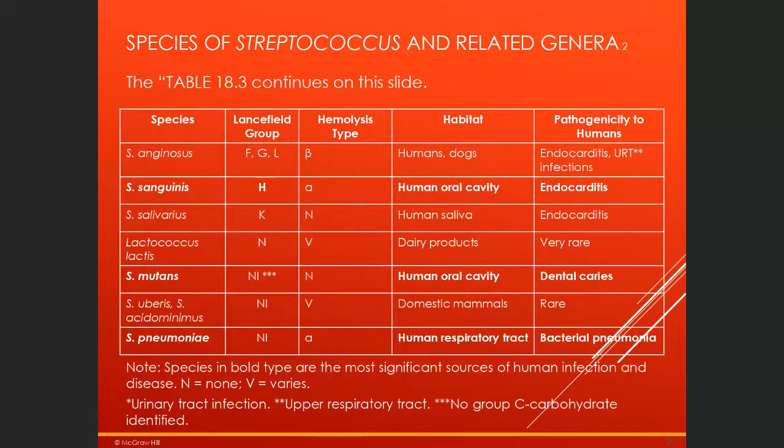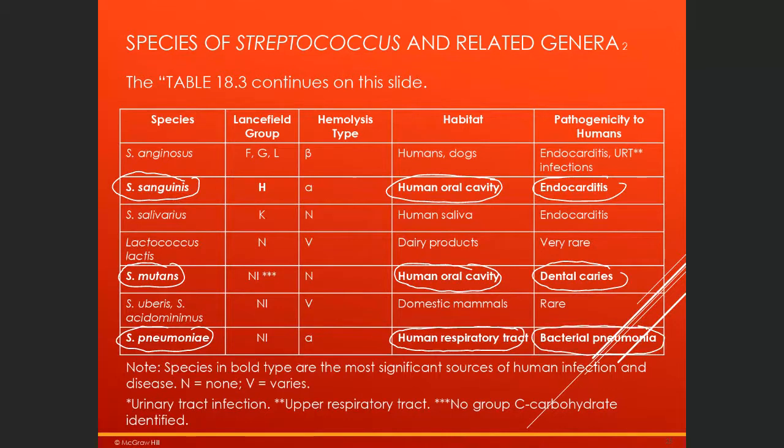Okay, for the next group, I just point out the ones that cause infection in humans. Streptococcus sanguinis, in the oral cavity. It can go to the heart, causing endocarditis. Strep mutans is mostly in the human oral cavity, and is the one that mostly causes dental caries. Strep pneumoniae: its habitat is the human respiratory tract, and it is the primary cause of pneumonia in humans.